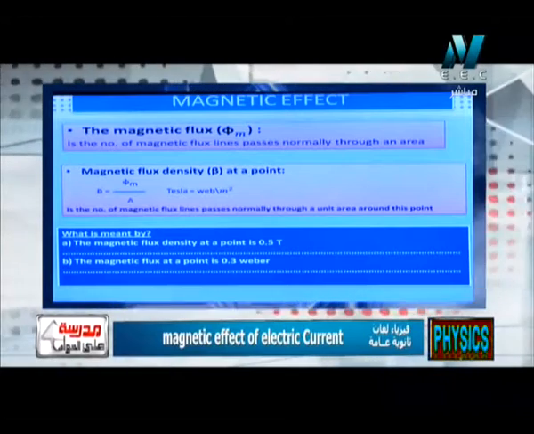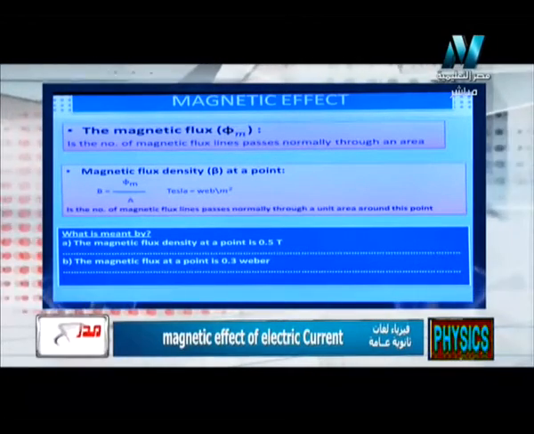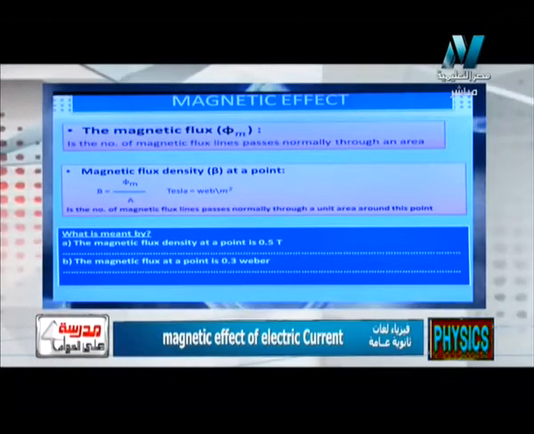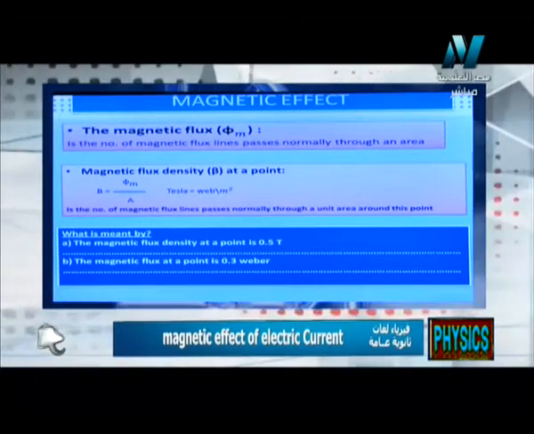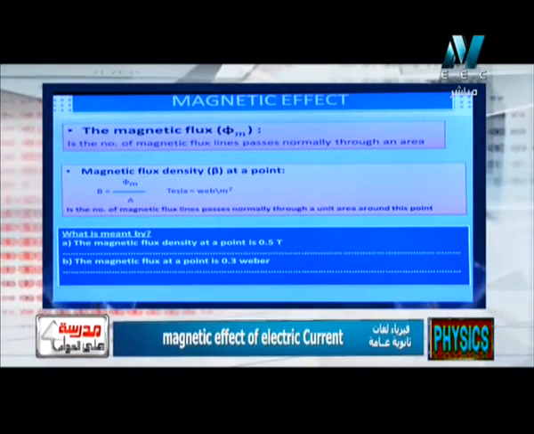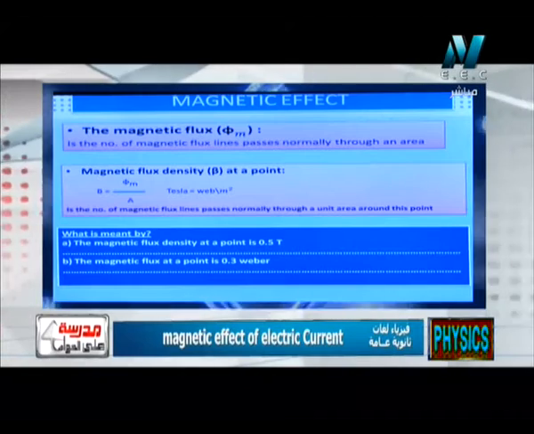Again, here we should replace the concept by its definition. So, the best answer for this question is the number of magnetic flux lines passes normally through a unit area around this point is 0.5 Tesla.